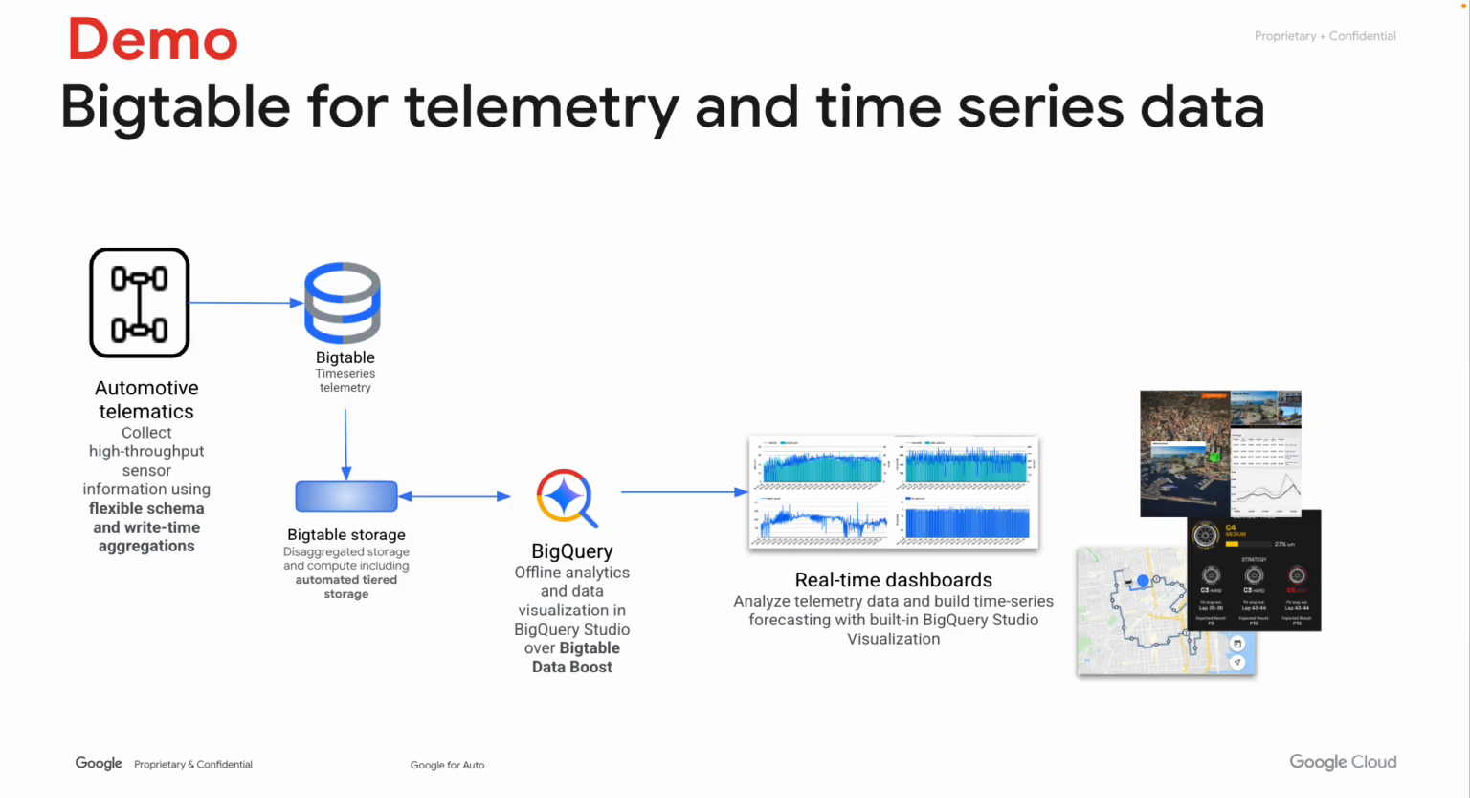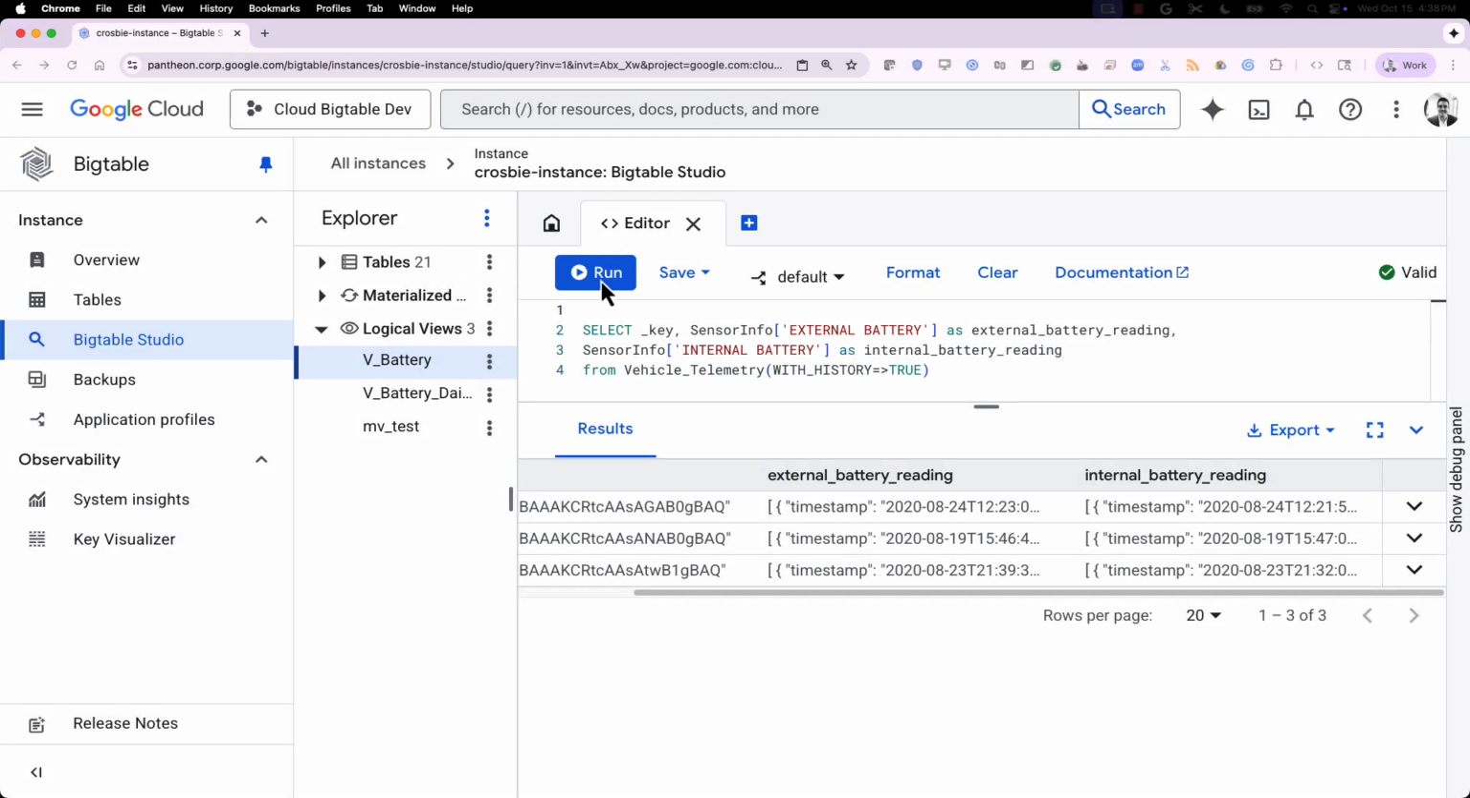We can use a serverless compute layer called Data Boost to give us direct access to that underlying storage. Now, this Data Boost offline compute service is isolated from the serving traffic and can be used from BigQuery Studio, so data analysts and data scientists can run their high-throughput scans on that data and not worry about impacting any of the production applications. So back in Bigtable, let's once again look at our vehicle telemetry table.